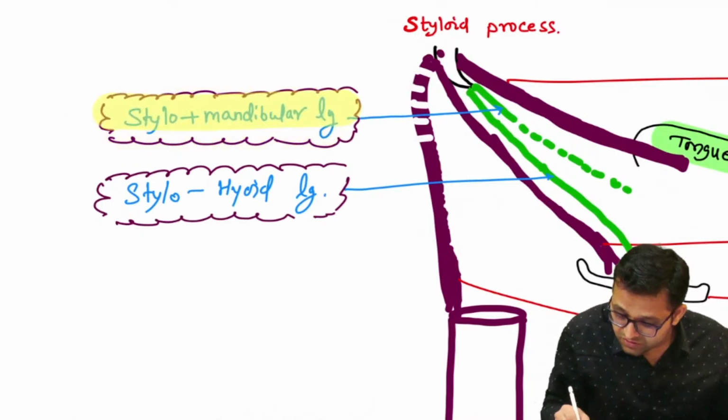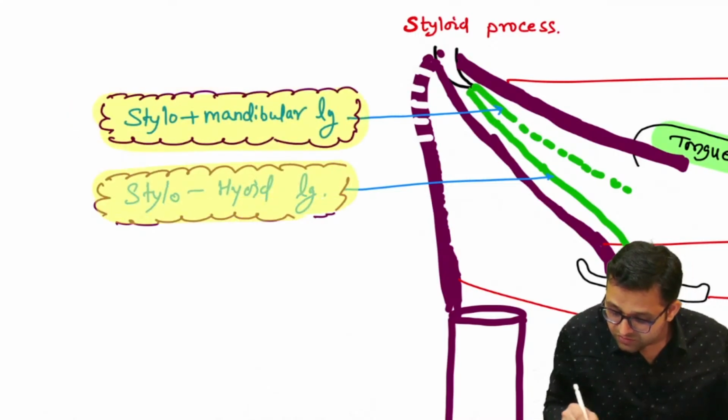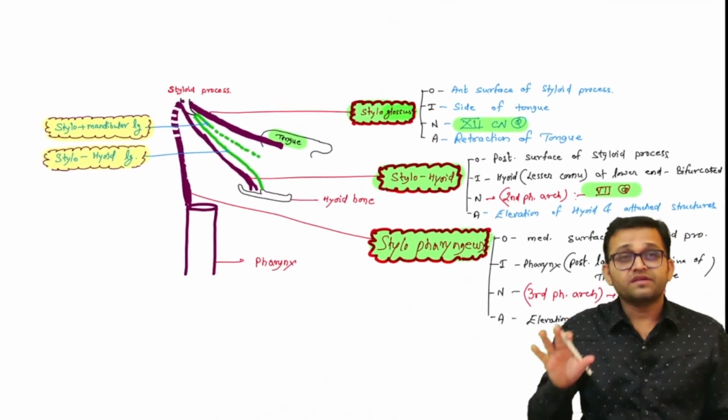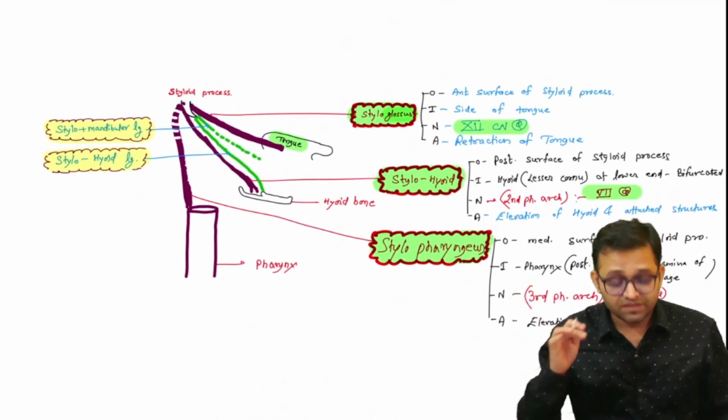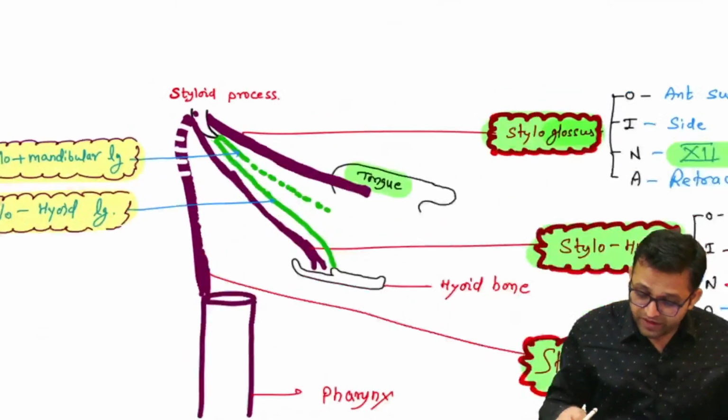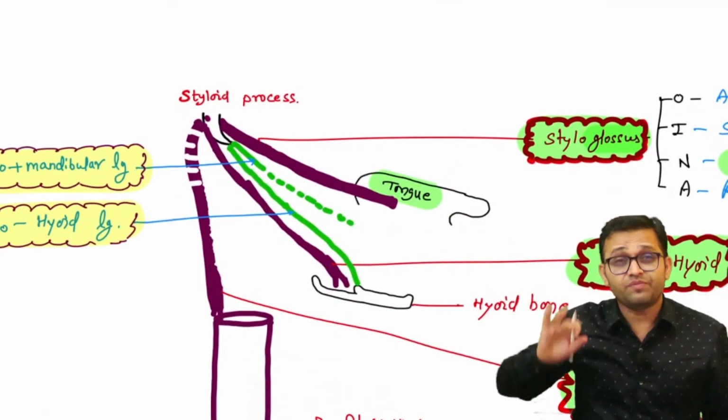These are our two ligaments. Fine. Getting the point? Yes. So these are the points which you have to remember. A few additional points we are adding in the same image.